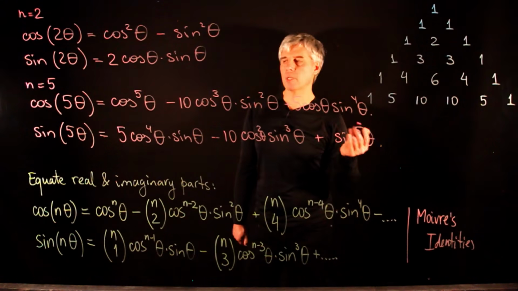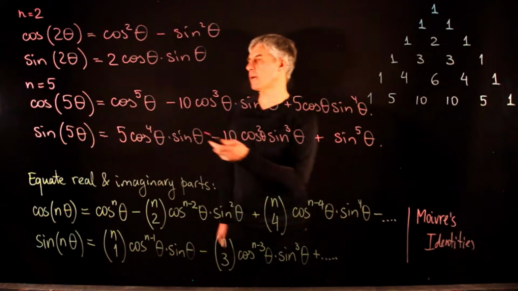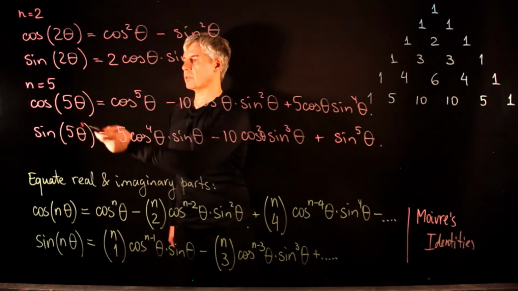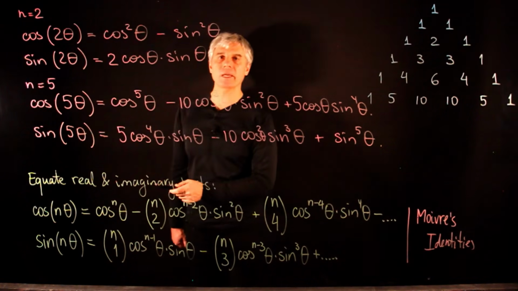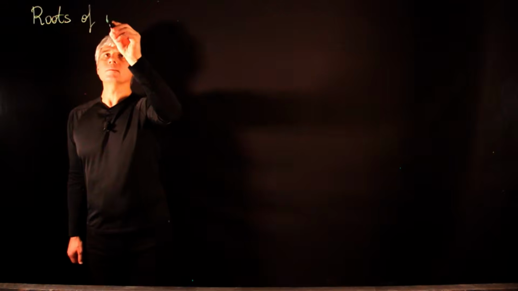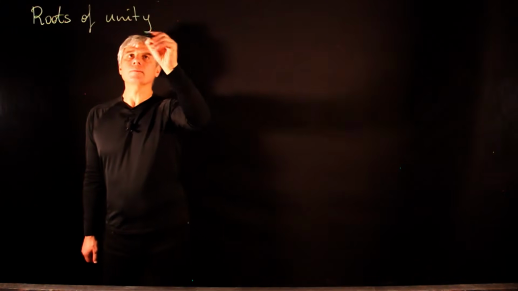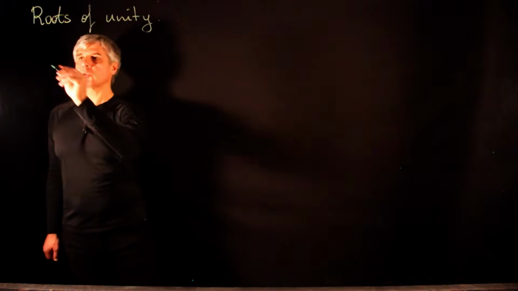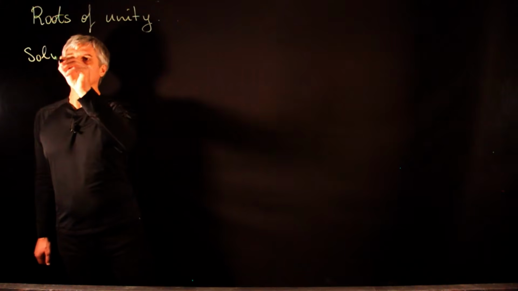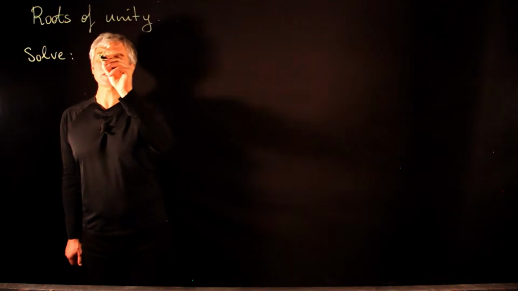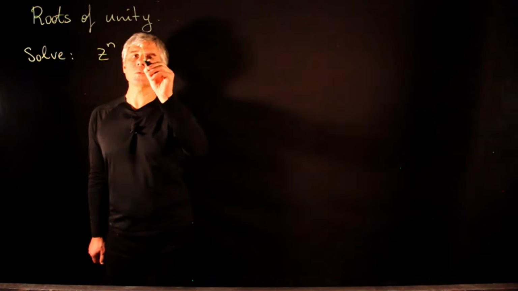This is our first application of complex numbers to something that's completely real. So here we're talking about trigonometric identities. Our next topic is called roots of unity. Here we want to solve the following equation: z to the power n is equal to 1.